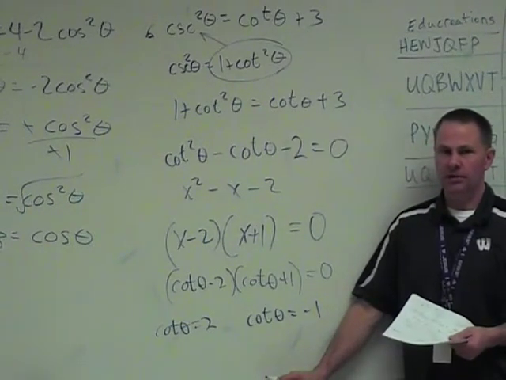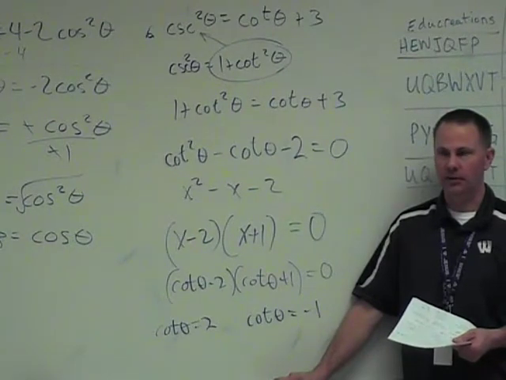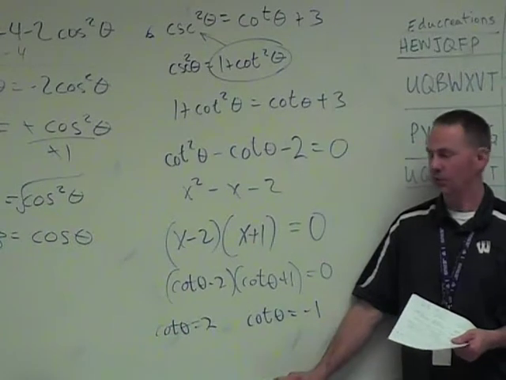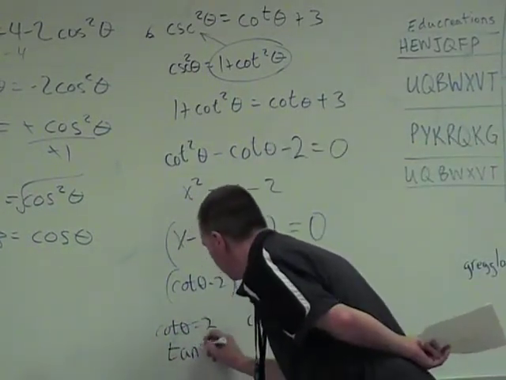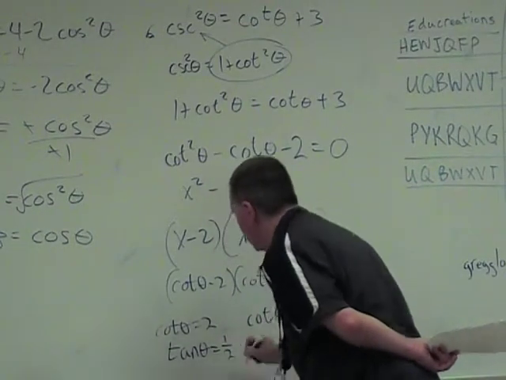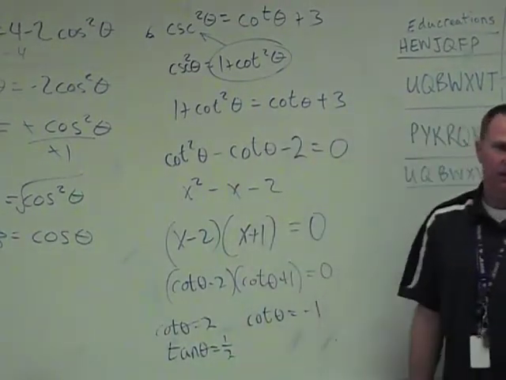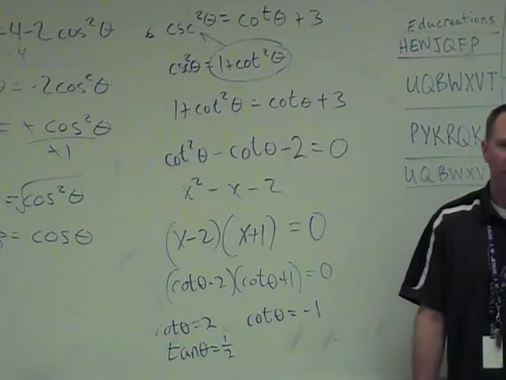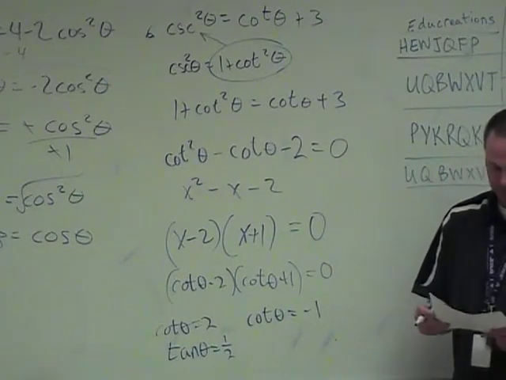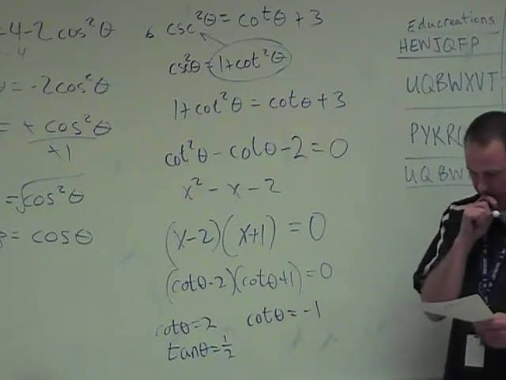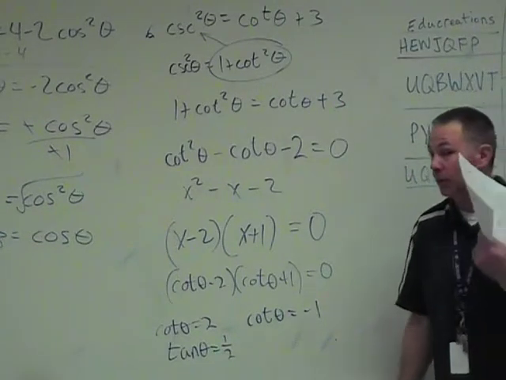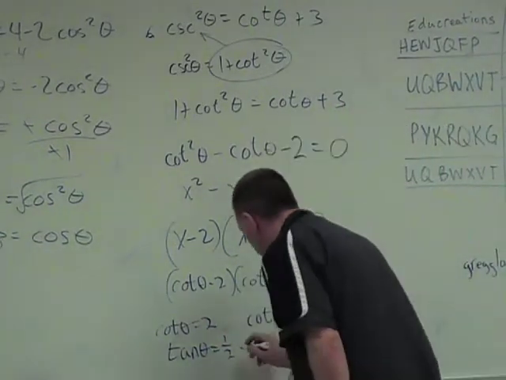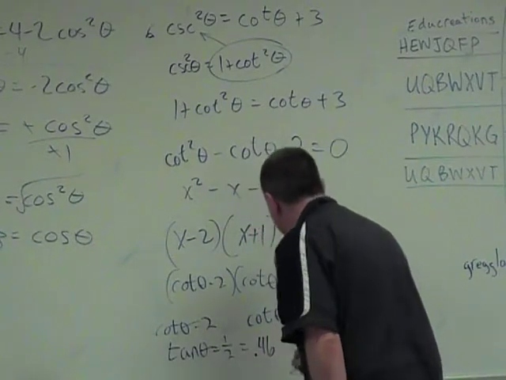Another way of saying cotangent: 1 over tangent, right? Which tangent would be the reciprocal of this. And if that's the case, tangent theta equals 1/2, so I can take the arc tangent of 1/2. What do you get? Point... yeah. So this one is 0.46.